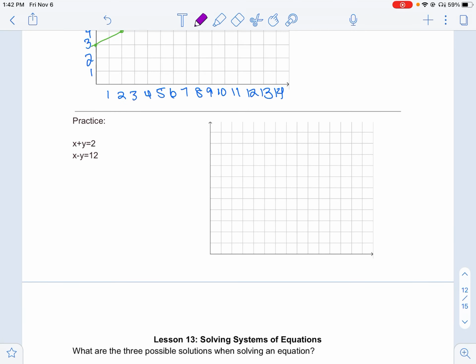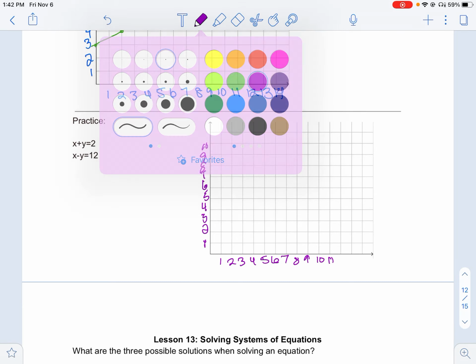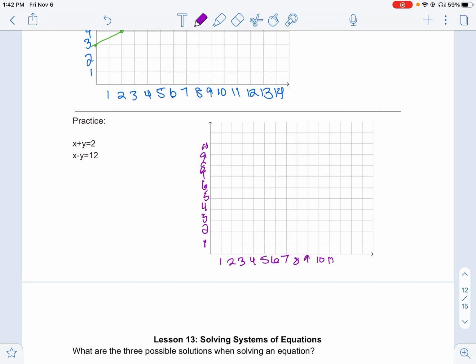So first I'm going to label the axes. 1, 2, 3, 4, 5, 6, 7, 8, 9, 10, 11 should be far enough. 1, 2, 3, 4, 5, 6, 7, 8, 9, 10 should be far enough. Okay. First thing I have to do is solve these to get them into y equals mx plus b form, meaning I need to get the x's on the other side.